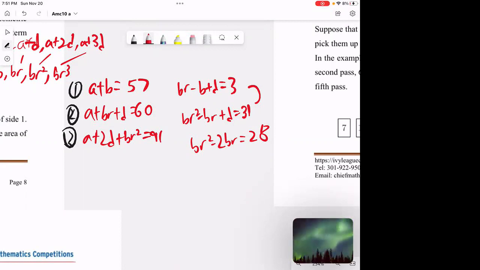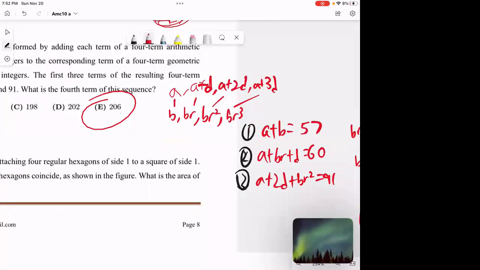Let's see. So BR times R minus 2 is equal to 28. So if R is equal to 7, no, R can't be 7. Factors of 28 are 2 squared and 7. Let's see, 2 squared is 4. So if R is equal to 4, then B has to be 7 over 2, 3.5.